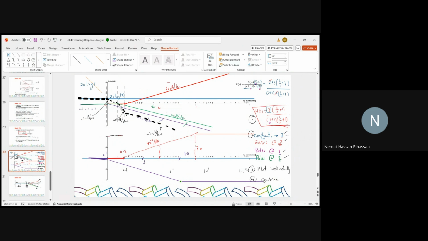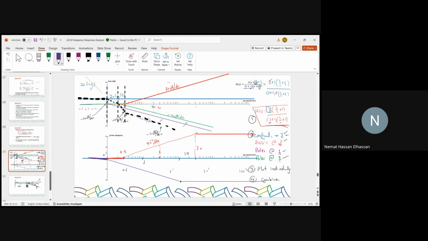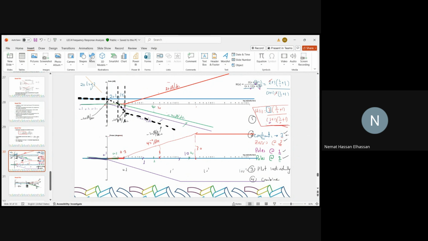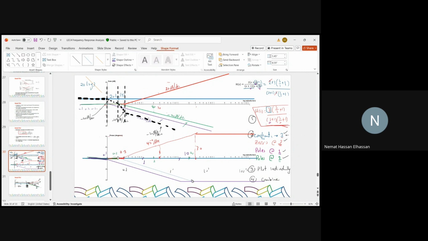And the exact same thing happens to the second pole, which happens at 2. So I'm going to look for 0.2, and I'm going to look for 20. Prior to 0.2, everything will be 0 phase shift. Between 0.2 and 20, I will have a constant drop between 0.2 and here, which should be 20.